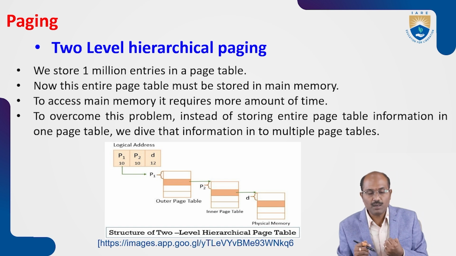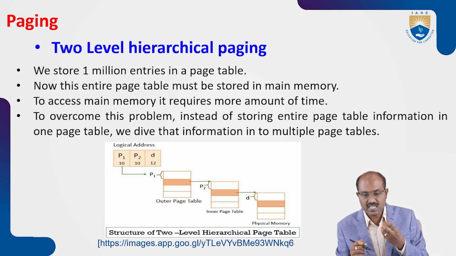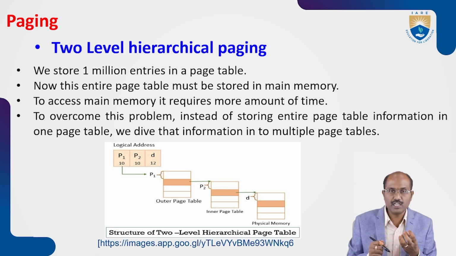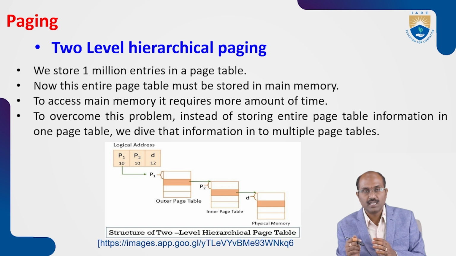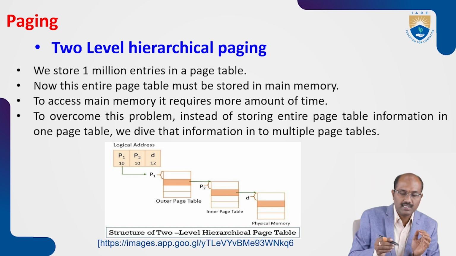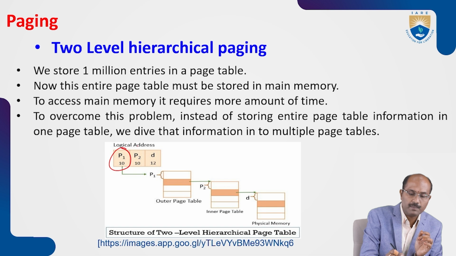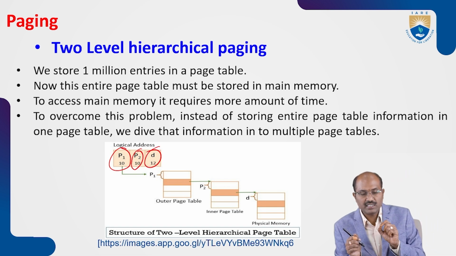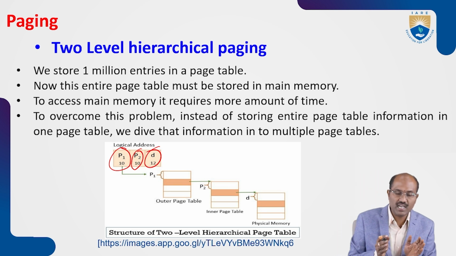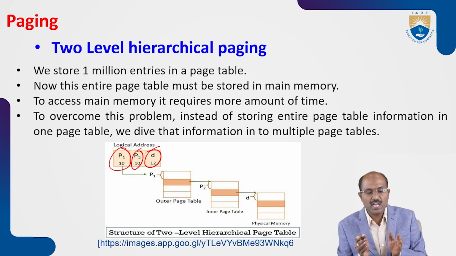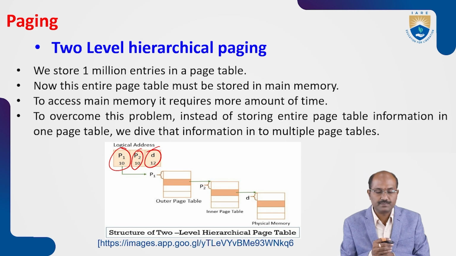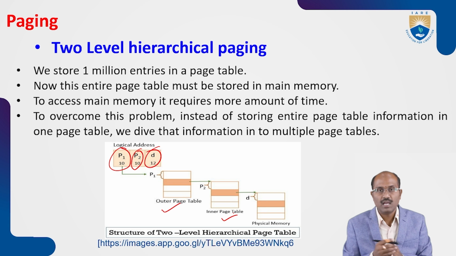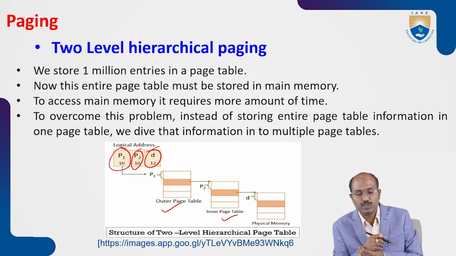To overcome this problem, instead of storing the entire page table information in one page table, we divide this information into multiple page tables. Let me take the logical address. That logical address is divided into three partitions: page 1, page 2 and offset address. Page 1 is the outer page table, page 2 is the inner page table, and D is the offset of the physical memory.